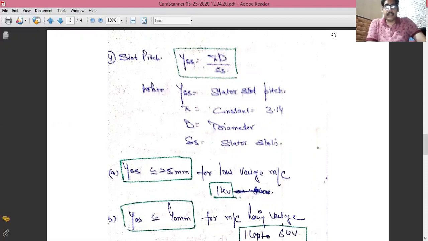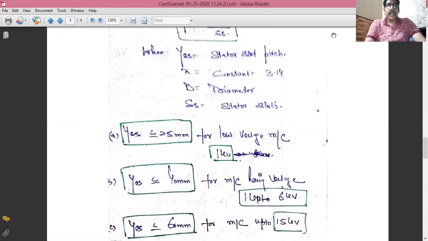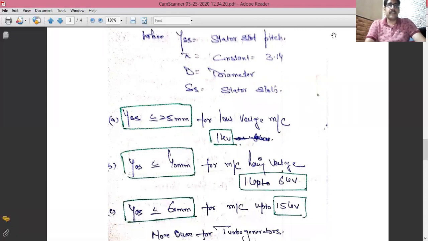And this slot pitch is given by the formula Yss is equal to pi D upon Ss, where Yss is equal to slot pitch, pi is the constant value 3.14, D is the diameter, and Ss is the number of stator slots. Now this stator slot pitch has a different value for different machines, depending upon the rating of the machine. For example, if the rating of the machine is up to 1 kV, the slot pitch is less than or equal to 25 mm. If the machine is up to 6 kV, the value will be 40 mm. And if the machine is up to 15 kV, this value will be equal to 60 mm.